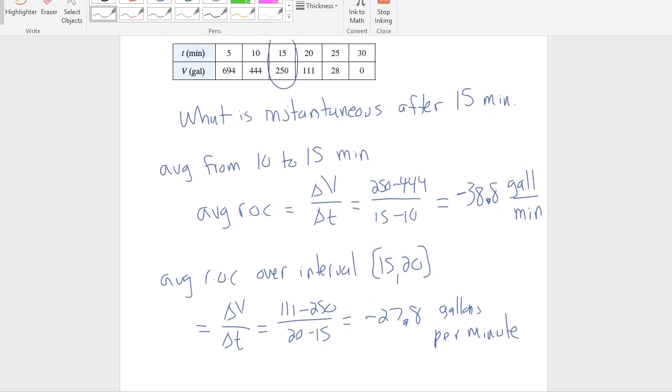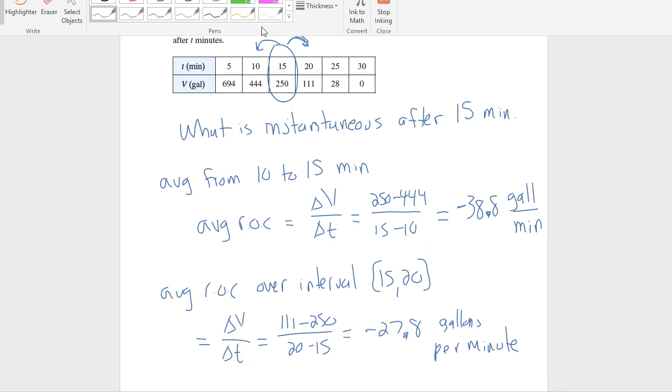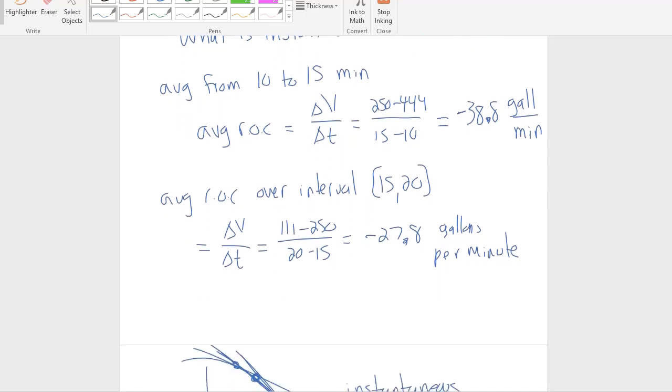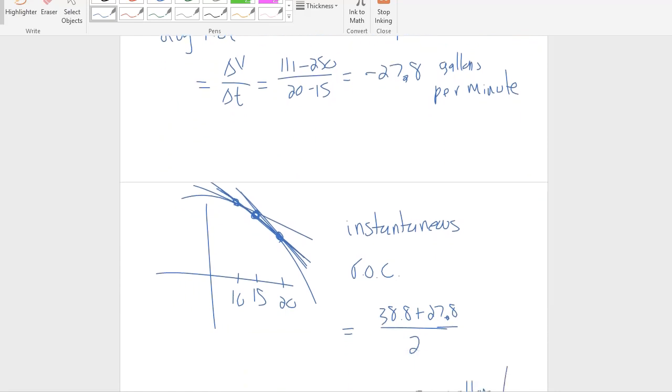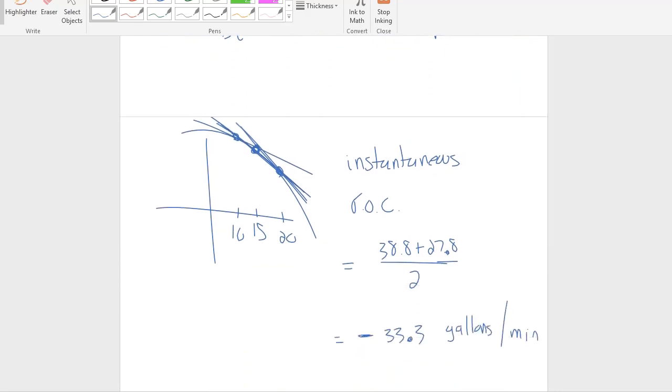So again, we used a couple different estimations. We went from 10 to 15 minutes and we got an estimation there, right? The average rate of change estimates the instantaneous at 15, and then we went from 15 to 20, and again that average rate of change estimates the instantaneous rate of change at 15, and then we realized that if we average these two values, we're going to get a little bit more accurate of an estimation of the instantaneous rate of change right at 15.